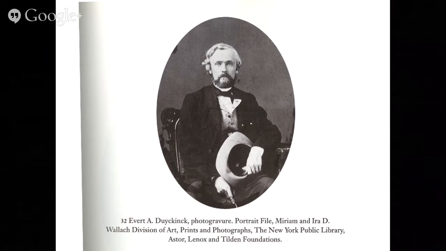Omoo doesn't do as well as Typee, but it still does pretty well. And then he starts his third book, which changes drastically in the middle. It begins as the story of his time on the Charles and Henry, but it becomes this allegorical voyage. It's called Mardi, published in 1849, and basically it doesn't do well.